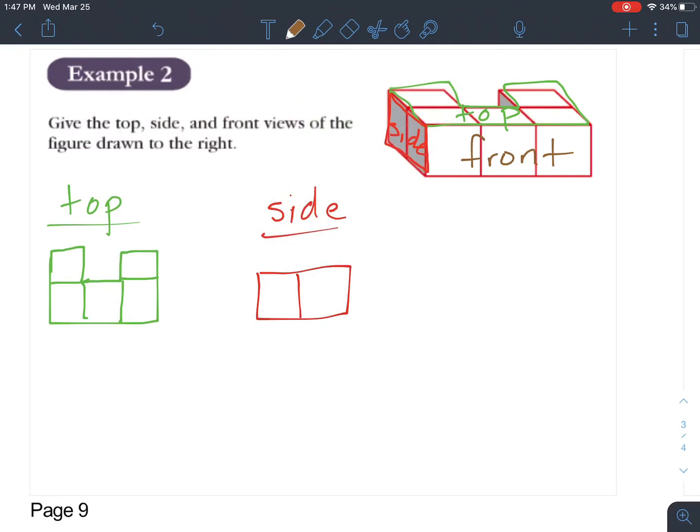And then lastly, the front. And for our front here, it looks like we are going to have 3 blocks wide and it's 1 block tall. And there we go. That is what the front would have looked like if we looked directly at this shape.